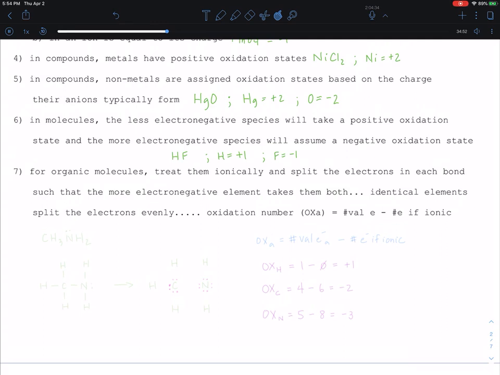So let's just do a quick example. We're going to treat these things as if they were ionic compounds, not covalent molecules. So we're going to split the electrons in each of the bonds in a way that allows the more electronegative element to take them both. So if I've got, for example, methylamine, we'll keep this small. I have other examples of these later on in this lecture.